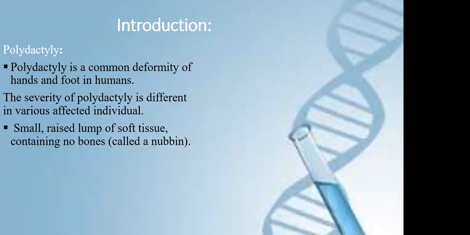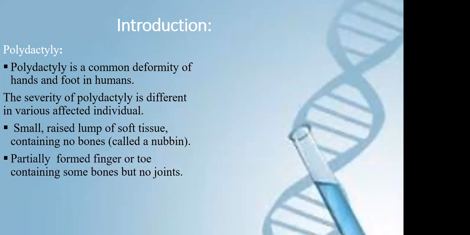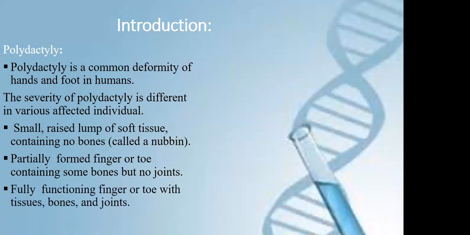So mostly we will point out that a small rise of soft tissue containing no bones is called nevus. Mostly we have seen that children have a little outgrowth of fingers that have no bones. This is just like flesh, a small outgrowth of finger. It is also found in the toe, and it may contain some bones and joints. It is the complex form of polydactyly, and sometimes it may be a fully functional finger of the hand or toe, with complete tissue like other fingers, complete bones like other fingers, and a complete joint.